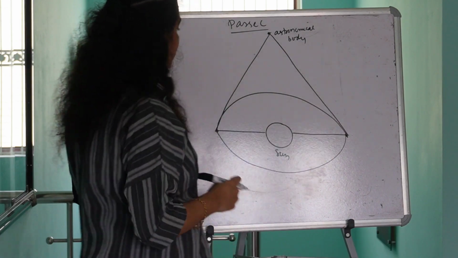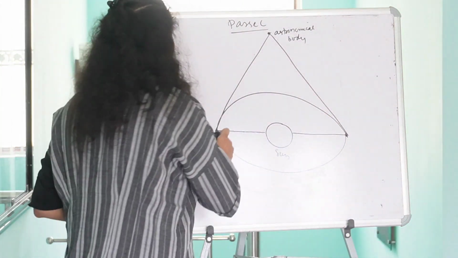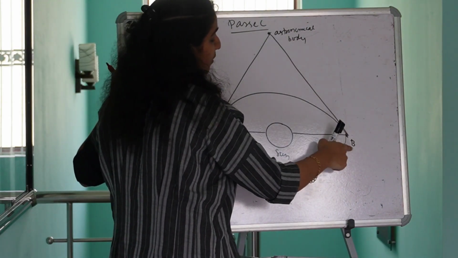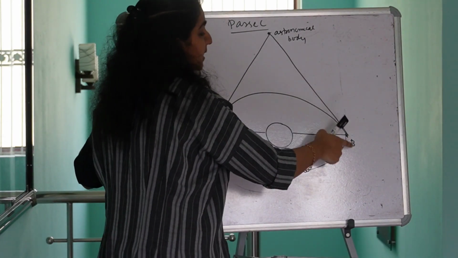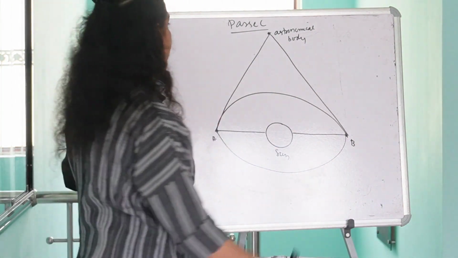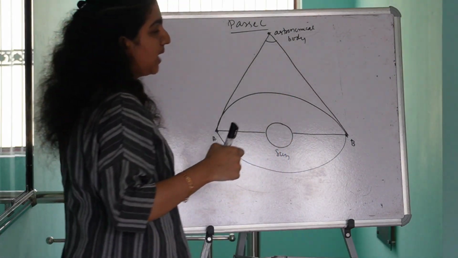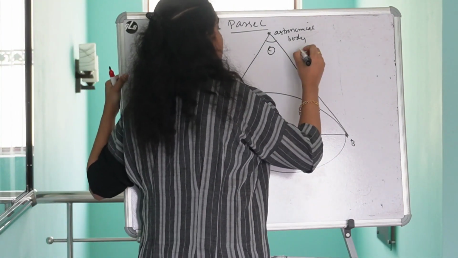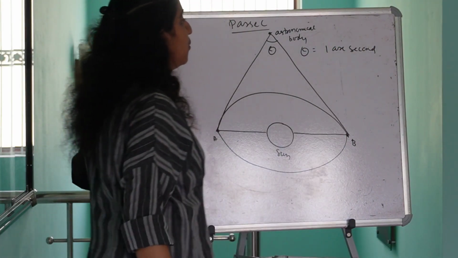Here I am viewing the astronomical body from the point A initially. After 6 months, I am viewing the same astronomical body from point B. That is the diametrically opposite point, isn't it? A is diametrically opposite to B, or otherwise B is diametrically opposite to A. So the angle formed between these two lines of sight is known as the parallax angle, theta. So this theta is equal to 1 arc second.